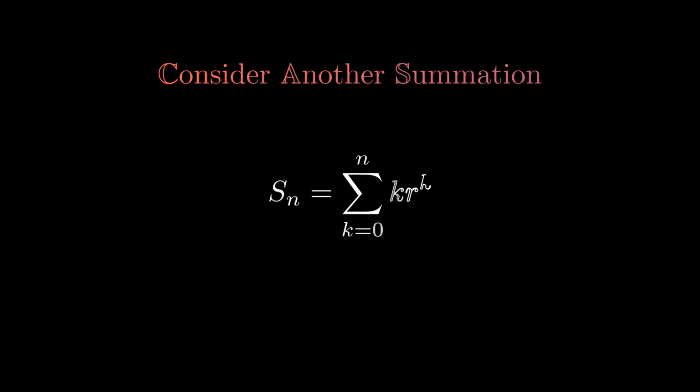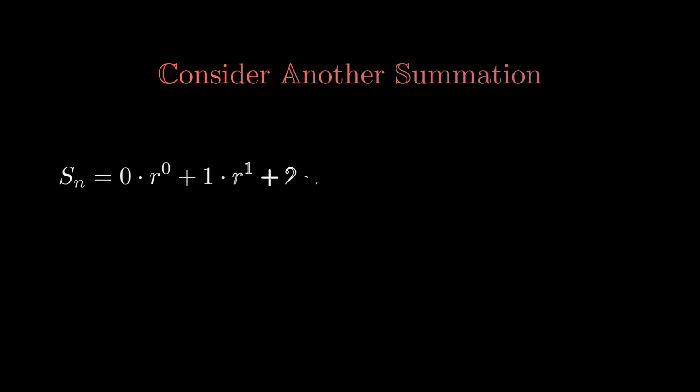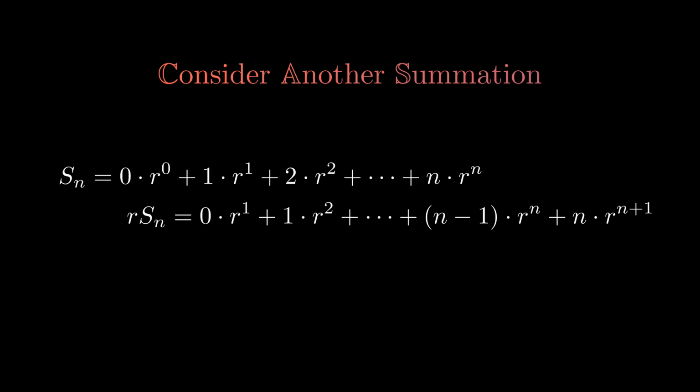Now consider a more complicated summation, where the kth term is multiplied by k. We can use the same method to derive the formula. First, we list out the terms of the summation. Then we multiply the summation by r to obtain a new summation and line up the terms by matching exponents. Notice that the coefficients of aligned terms differ by 1 when subtracting r times Sn from Sn, and the term 0 times r to the power of 0 is simply 0.